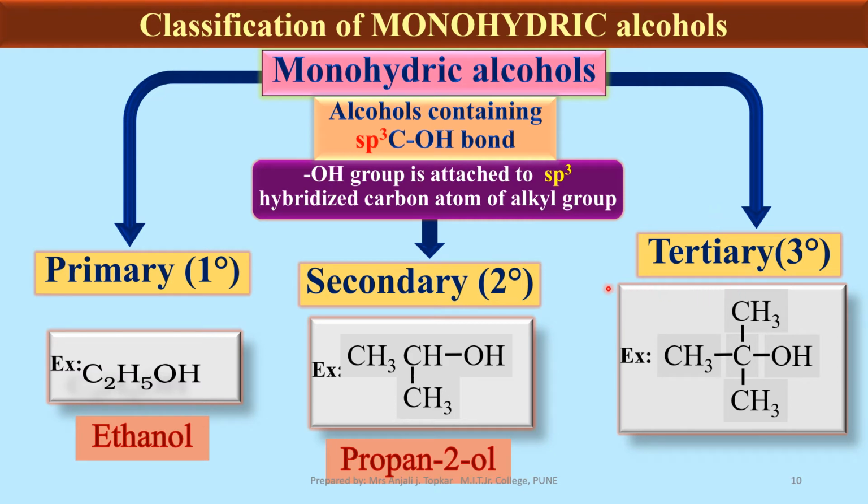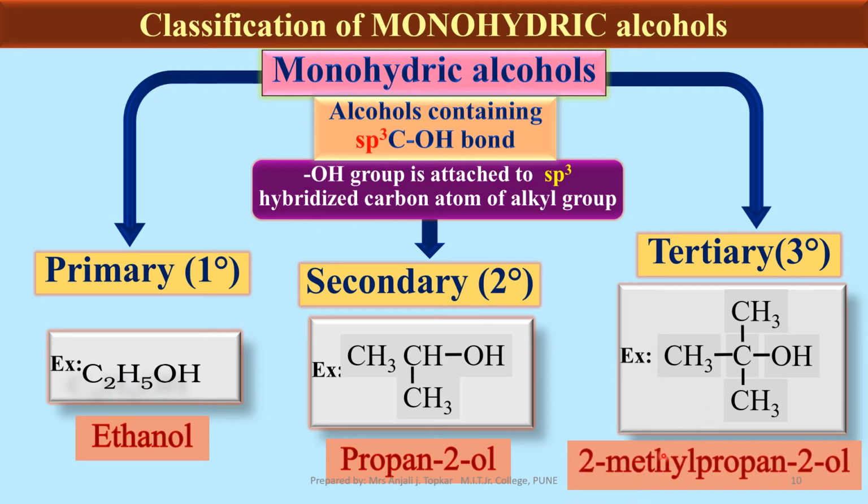The third example is tertiary alcohol. Here we find the OH group is attached to the carbon atom, which is tertiary. So OH group is attached to tertiary carbon atom. That's why it is said to be tertiary alcohol. Name of the compound is 2-methylpropan-2-ol.